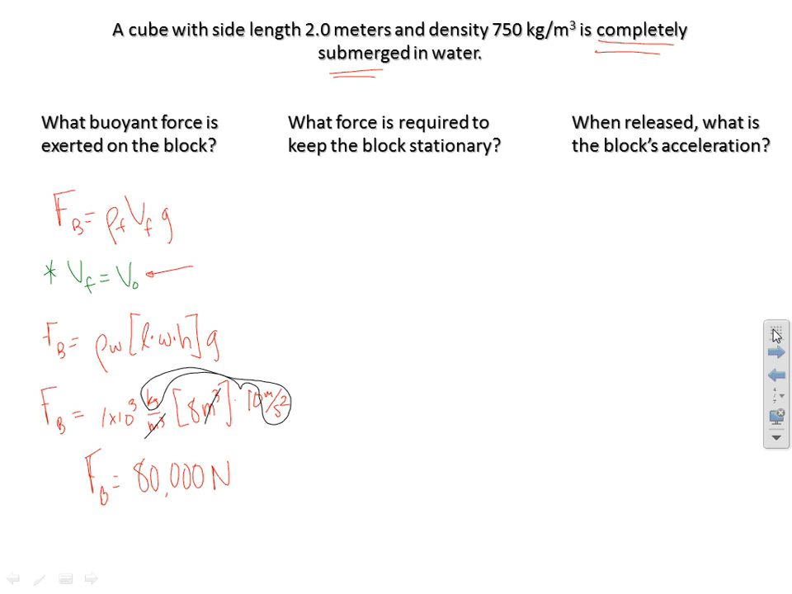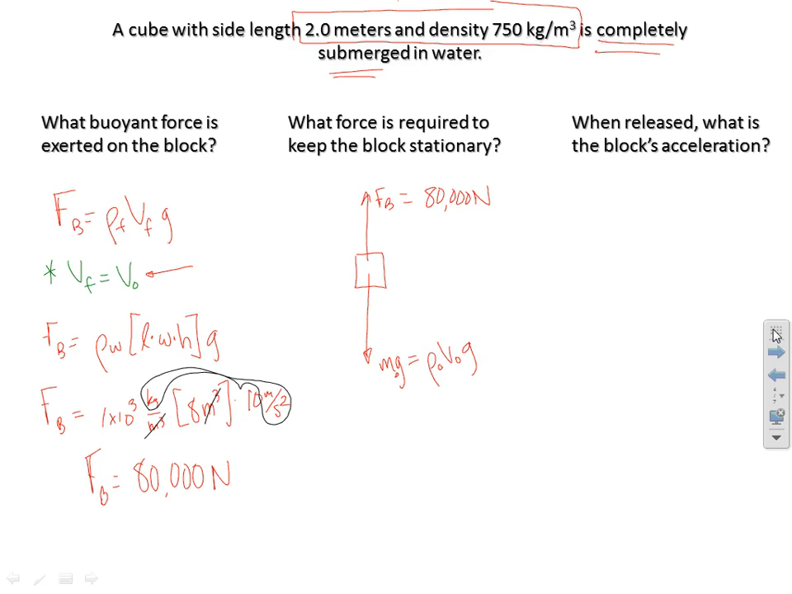Okay, now, if we want to keep it where it is, what force is required? Well, that's going to mean that there's an mg, there's a buoyant force, and they're not necessarily equal. Well, we know this is 80,000 newtons. For mg, we don't know the block's mass, but we do know its volume and its density. So we can write this as rho object, V object, right? This is the mass of the object, g.